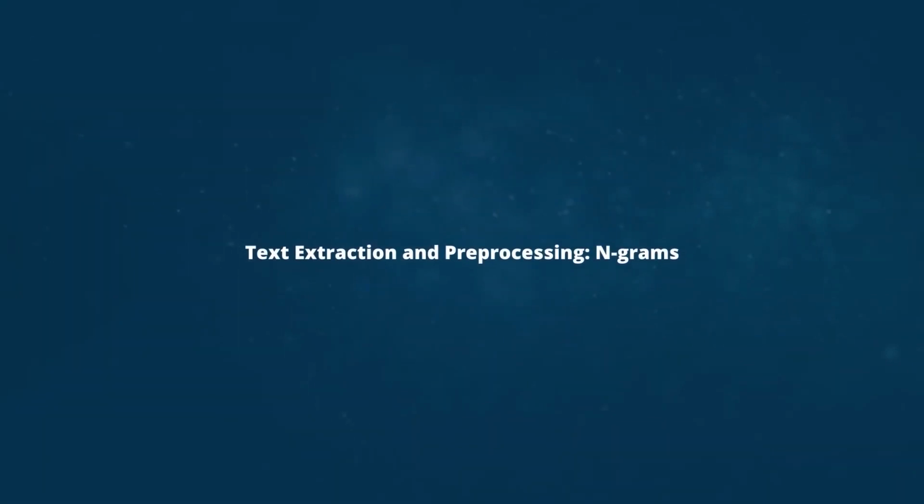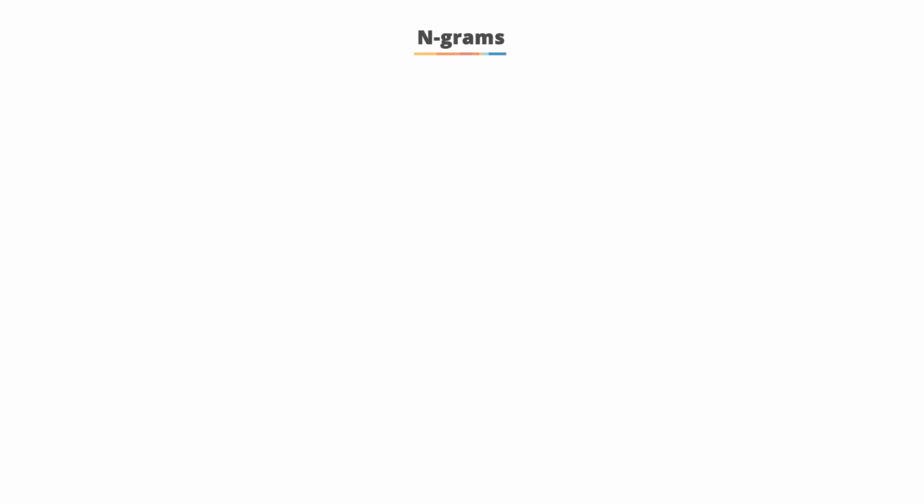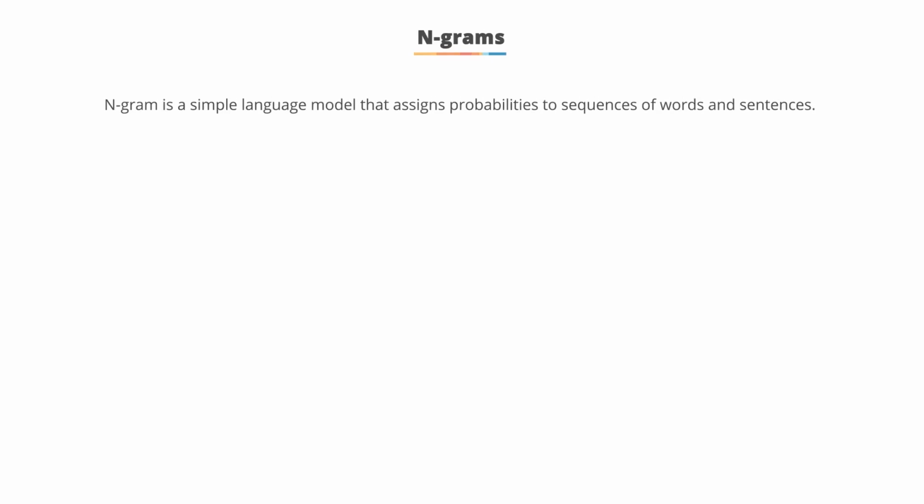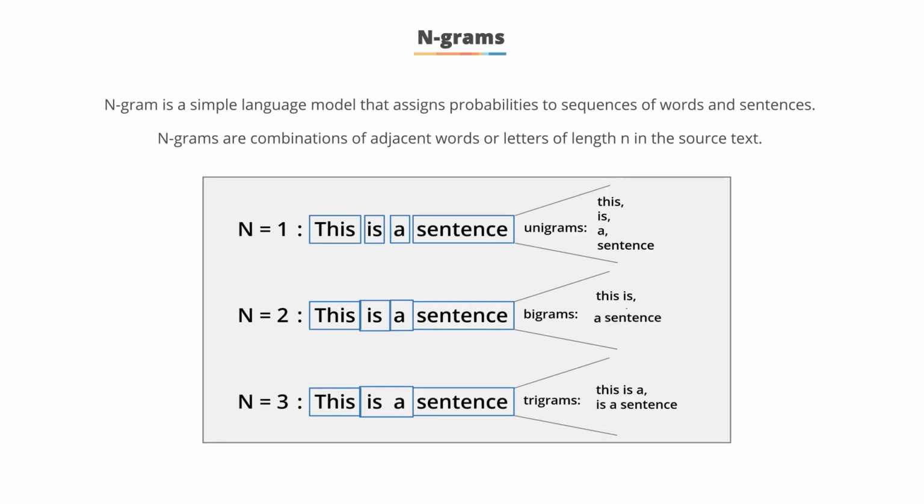Text extraction and pre-processing: n-grams. Now let's look at what an n-gram is and how it is helpful in text mining. N-gram is the simplest model that assigns probabilities to sequences of words or sentences. N-grams are combinations of adjacent words or letters of length n in the source text. So n-gram is very helpful in text mining when it is required to extract patterns from the text.